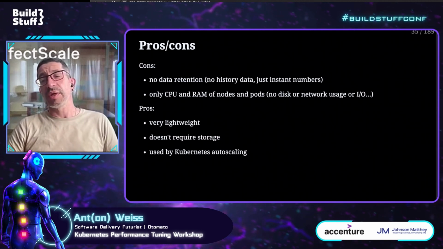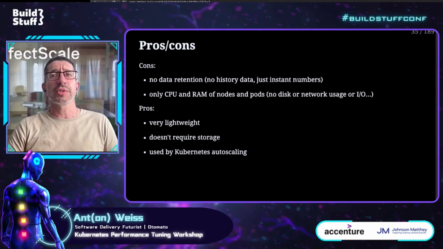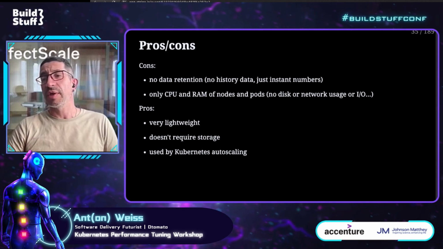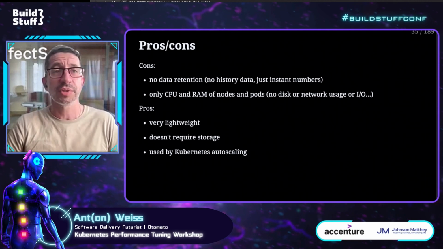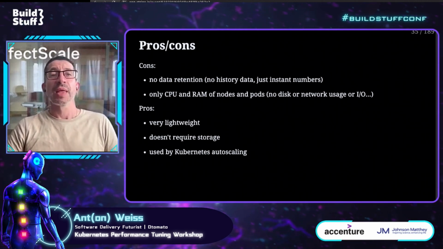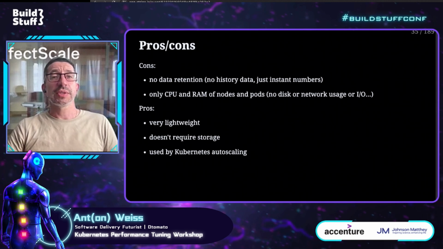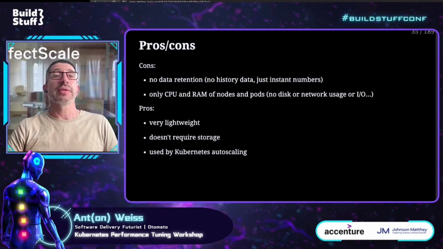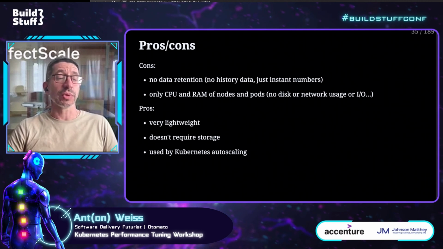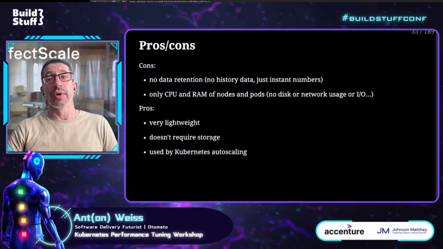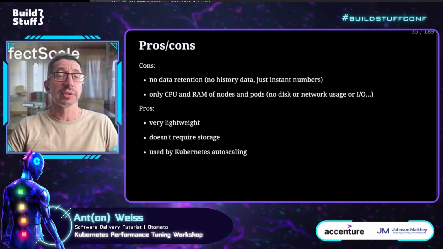The pros of metrics server: it's very lightweight. It's much easier to install than even Prometheus or even Victoria Metrics for that reason. It doesn't require us to define any storage or database, and it's already used by the Kubernetes native autoscaling. So if you want your horizontal pod autoscaler to work, you need metrics server in place.